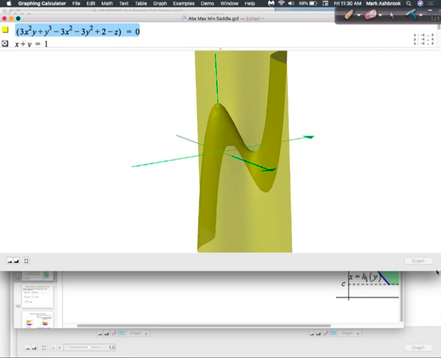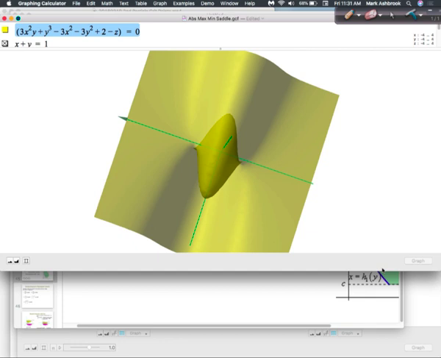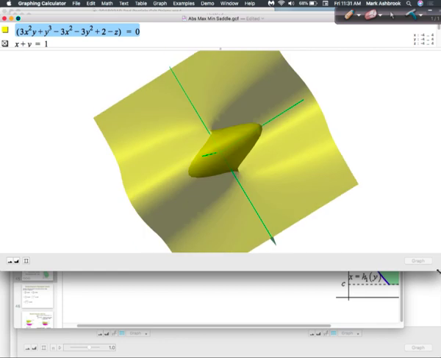So we can do it. We're going to do the math.